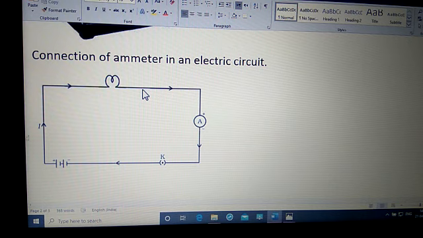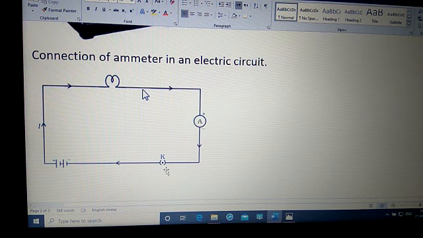So students, this is the schematic diagram of an electric circuit, that is the circuit diagram. In this circuit diagram there are four electric components. One is a battery, a battery of 2 cells, and then a bulb is connected. This is the symbol of the bulb, and then an ammeter, and then a key. Okay. So the ammeter is connected in series with other circuit elements.